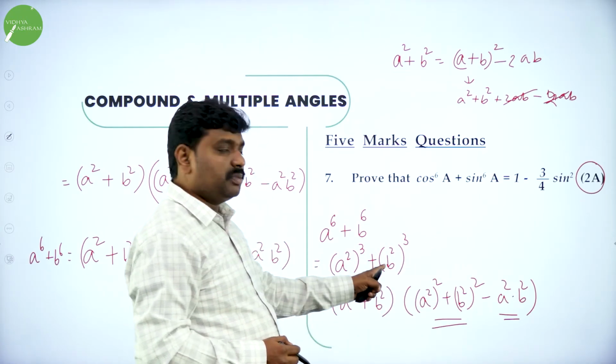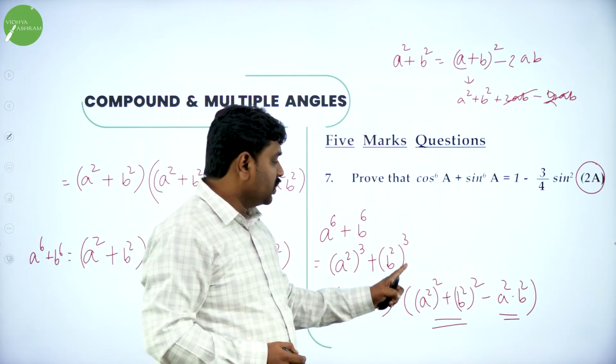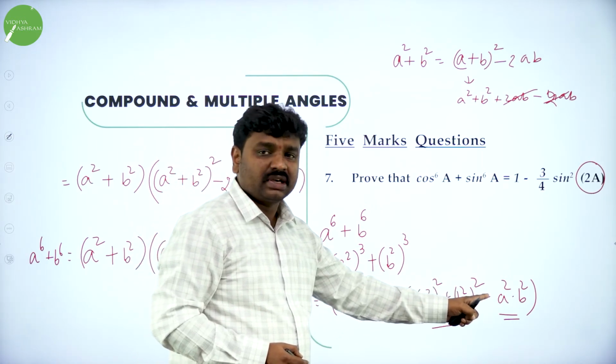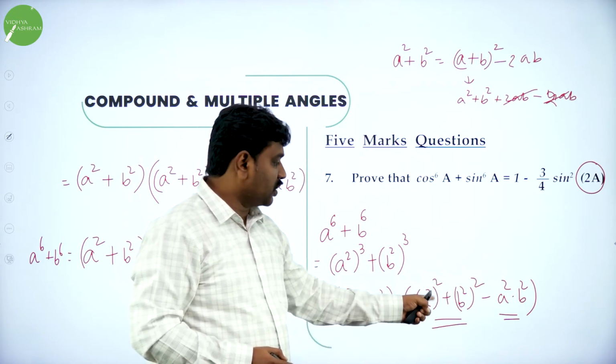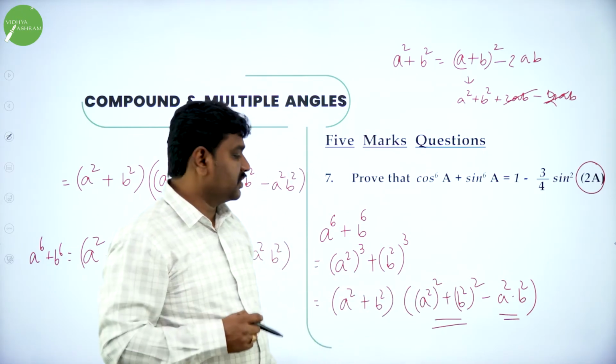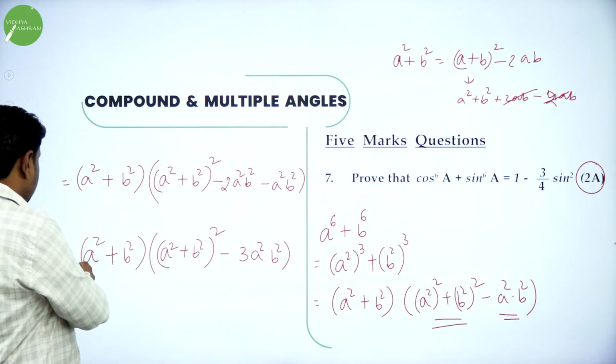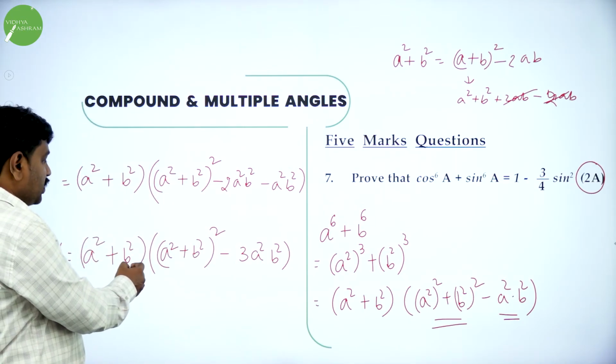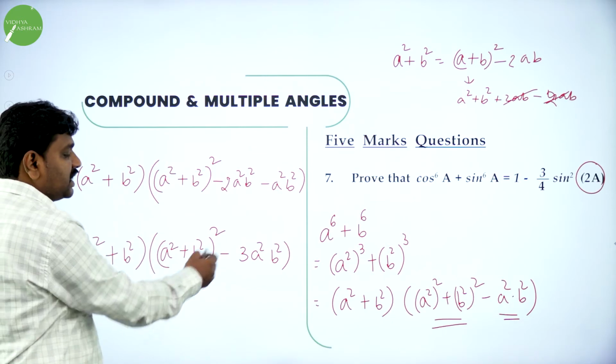Here a means a square, b means b square. So (a square plus b square) into ((a square) whole square plus (b square) whole square minus a square b square). Further, we simplify this and we get a power 6 plus b power 6 as (a square plus b square) into ((a square plus b square) whole square minus 3a square b square).